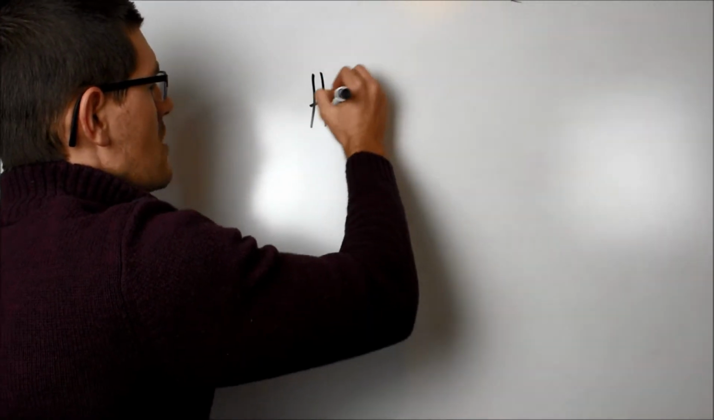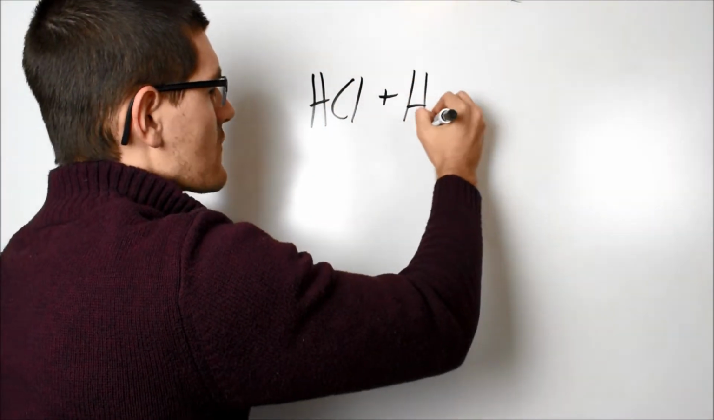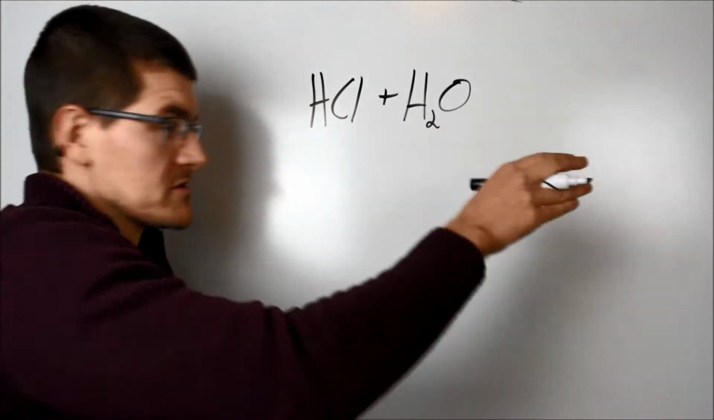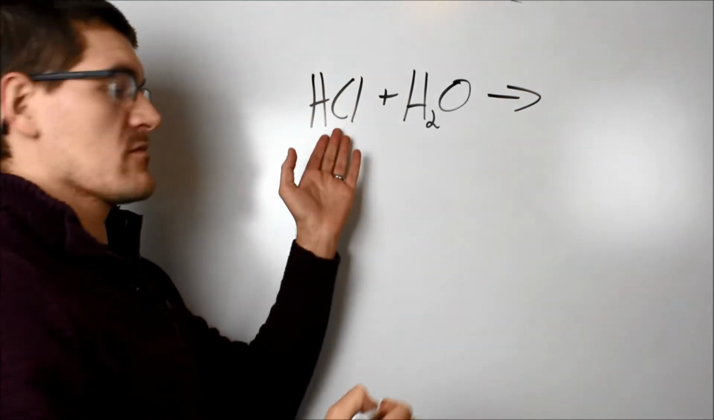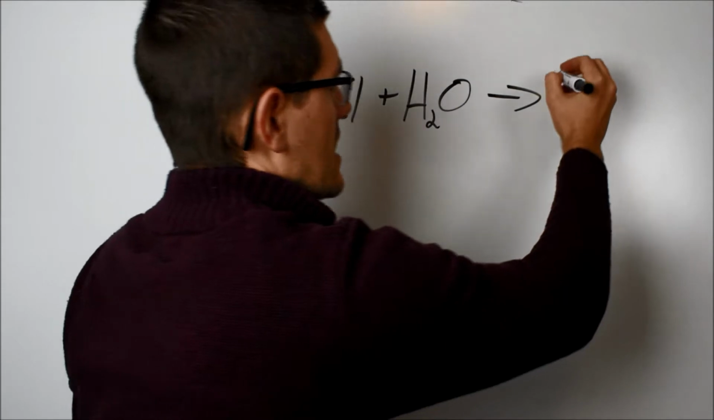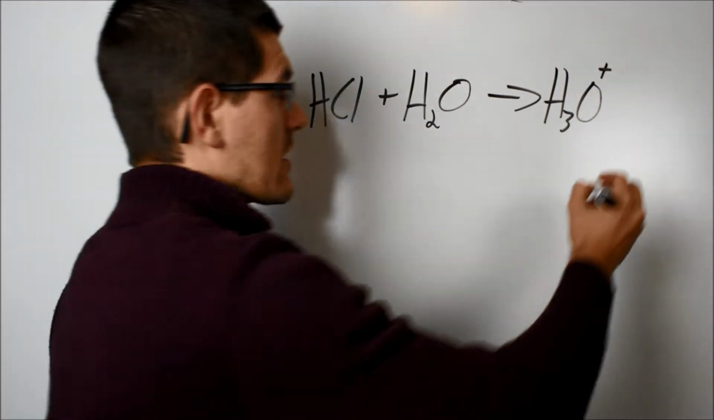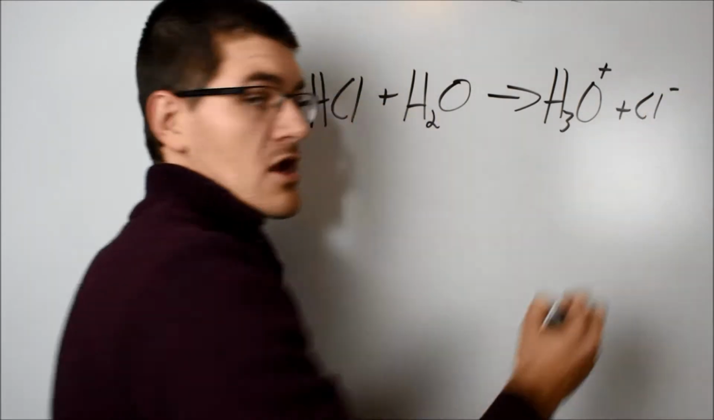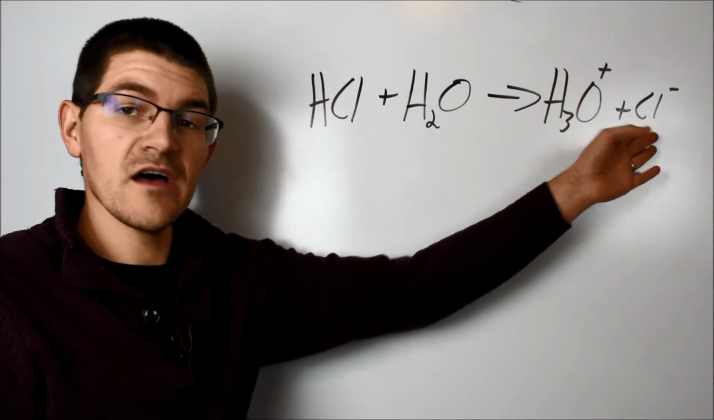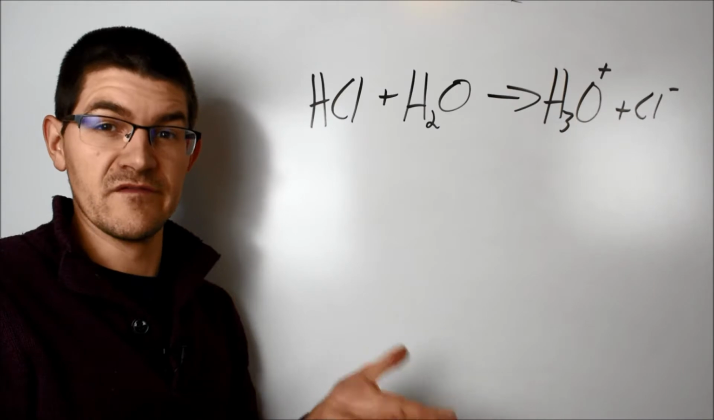If we react the strong acid, hydrochloric acid, with the very weak base, water, we get full dissociation of that strong acid. Remember, hydrochloric acid, full dissociation, every proton comes out, and we're left with that hydronium ion, very strong acid, and the chloride minus conjugate base.